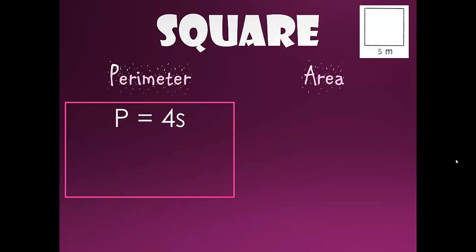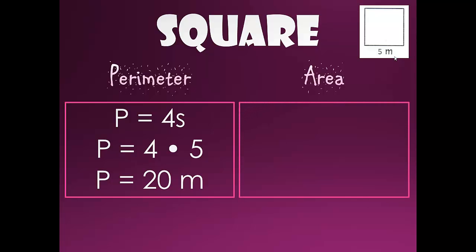Our formula for the perimeter of a square is P equals 4S, where S is equal to the side length. In our square, the side length is 5 meters. So P equals 4 times 5, and 4 times 5 is 20, so P equals 20 meters.